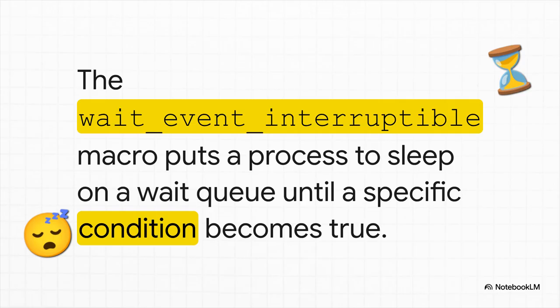It takes 2 really important things: the wait queue you want to sleep on and a condition. Your process goes to sleep right there, and the kernel won't wake it up until that condition becomes true. And we almost always use the interruptible version, which means the sleeping process can still be woken up by a signal, like if the user hits Control-C.